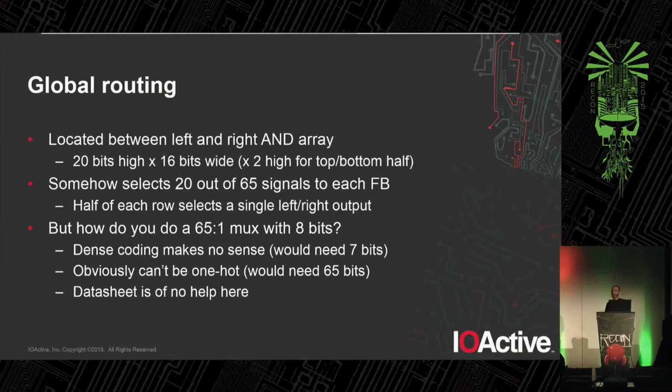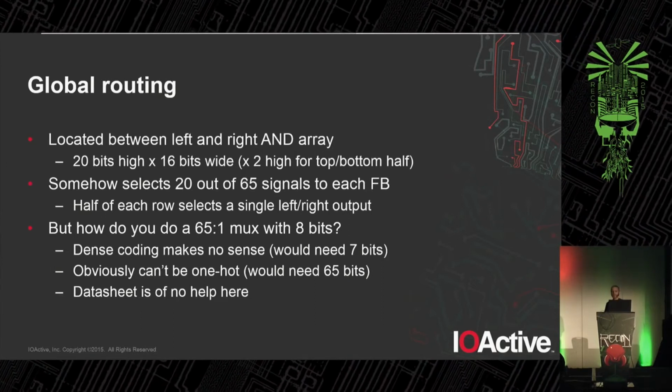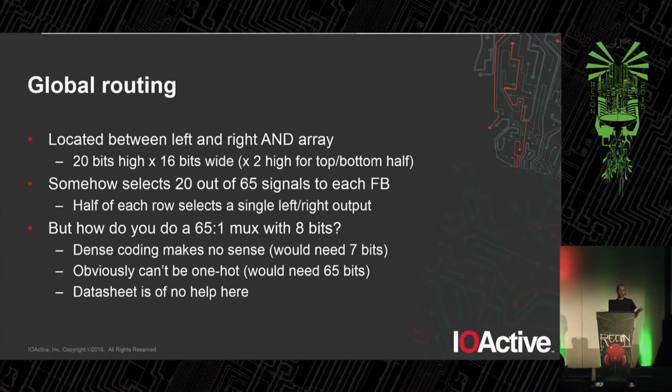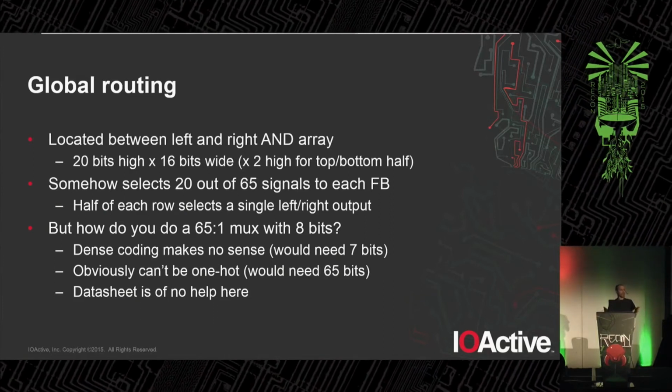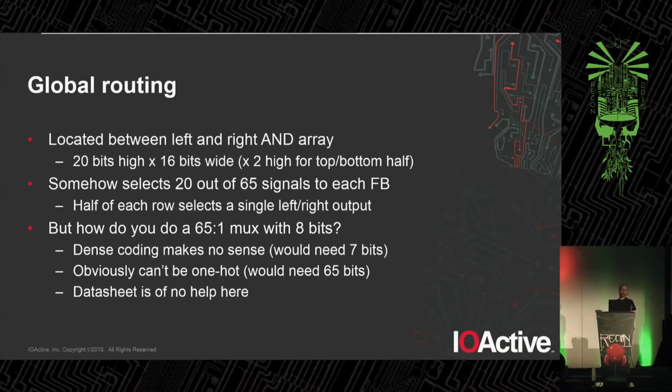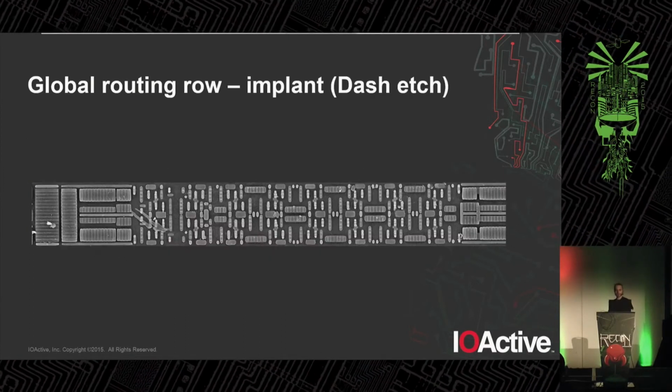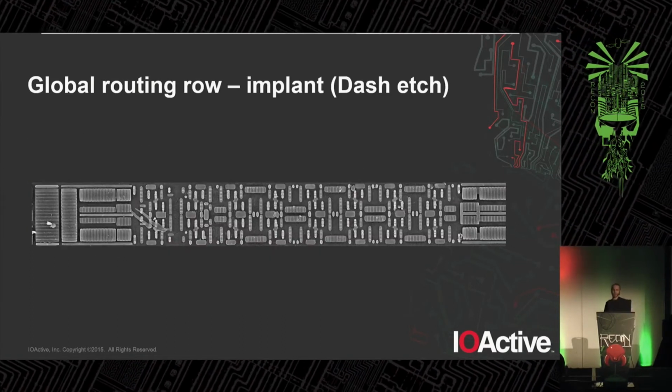How do you make a 65 to 1 mux with 8 bits? If you just had 0 to 65, you'd only need 7 bits. If it was 1 hot, you'd need 65 bits. So what sort of strange, perverse code are they using here? The datasheet is of exactly no help. Well, time to get dirty.